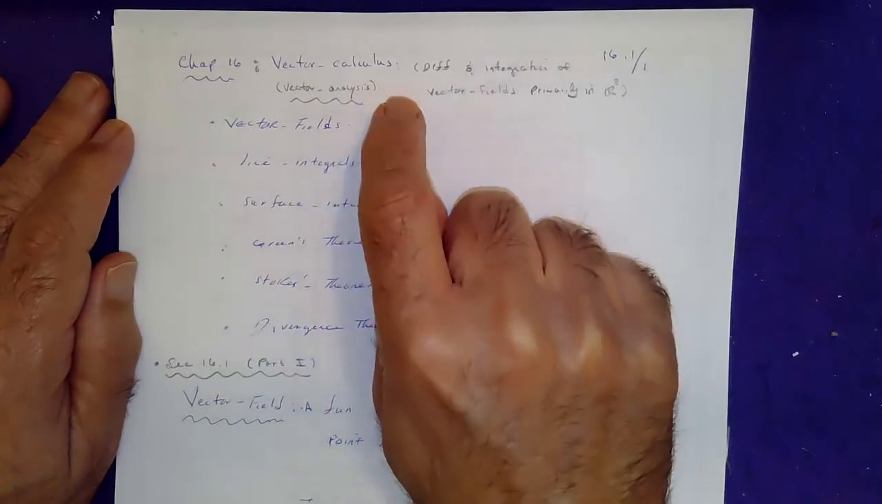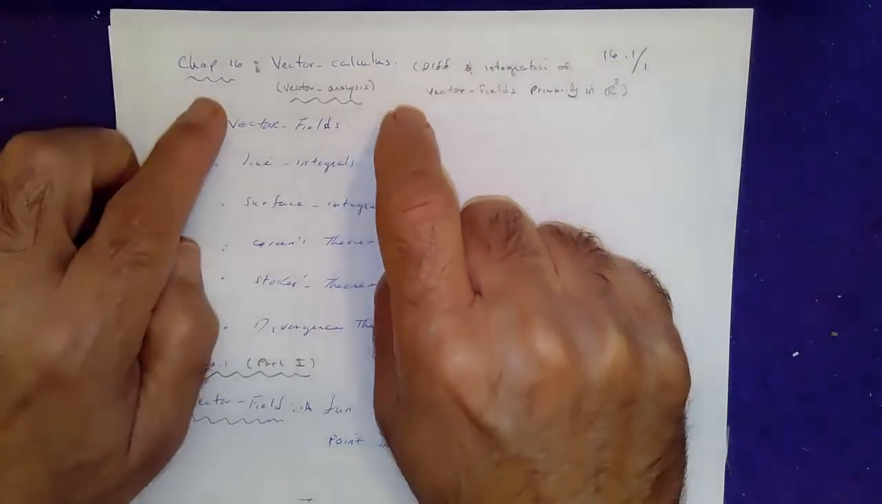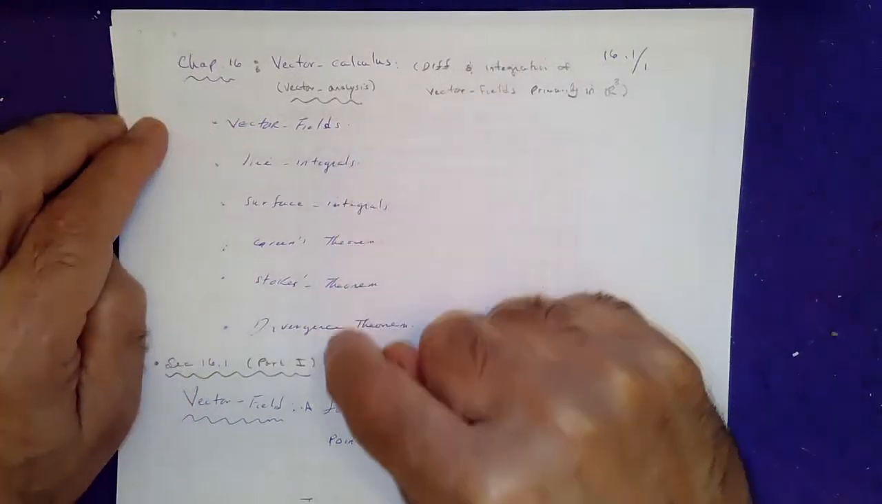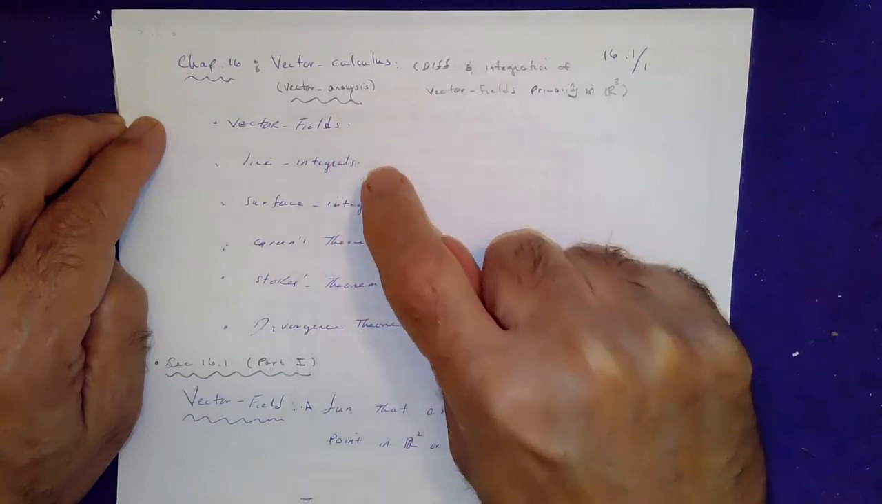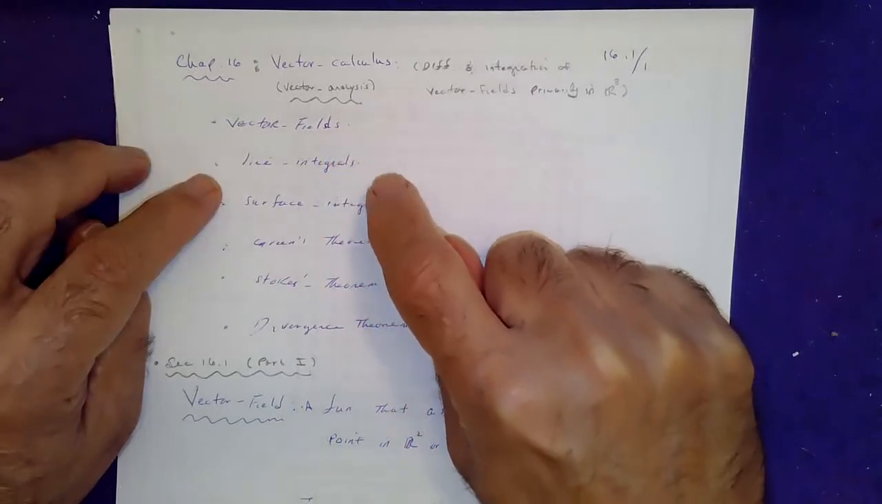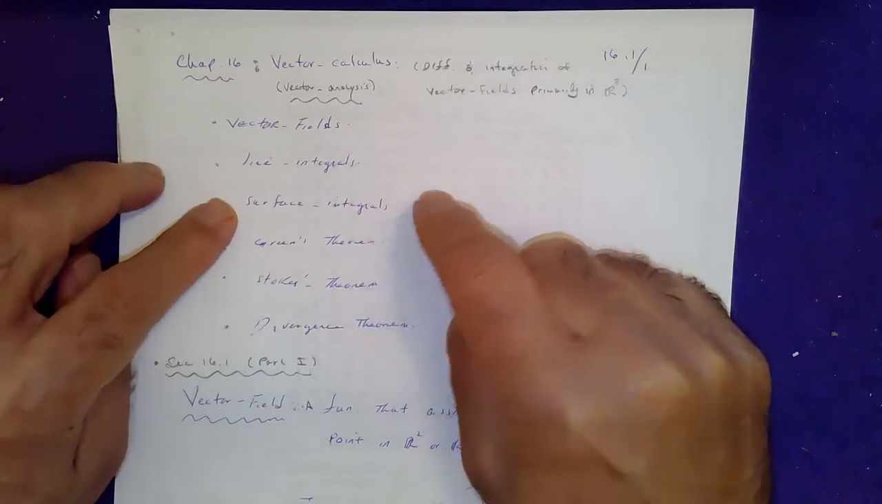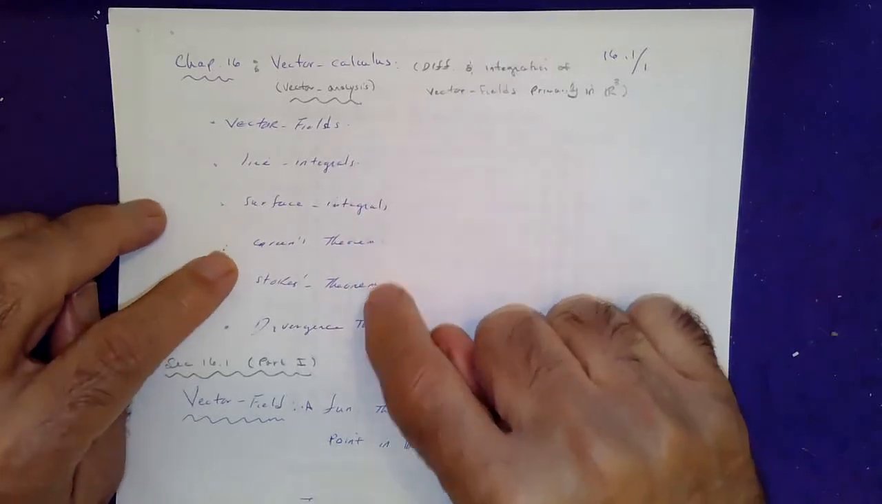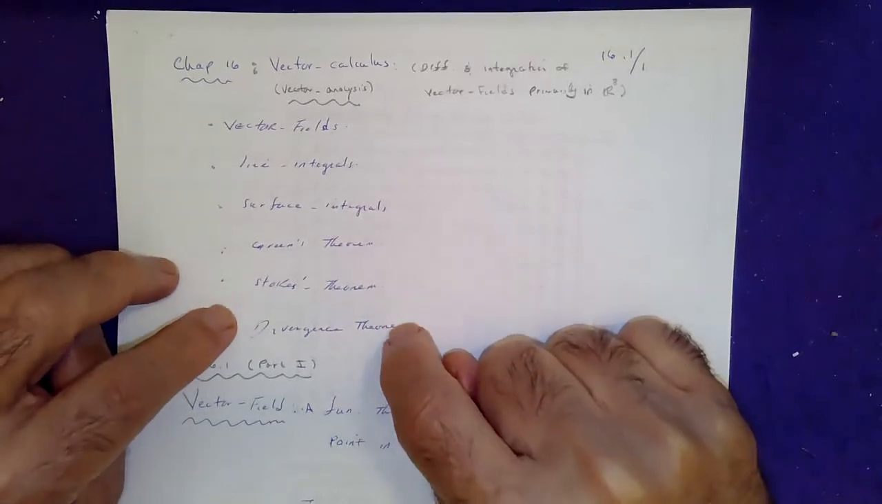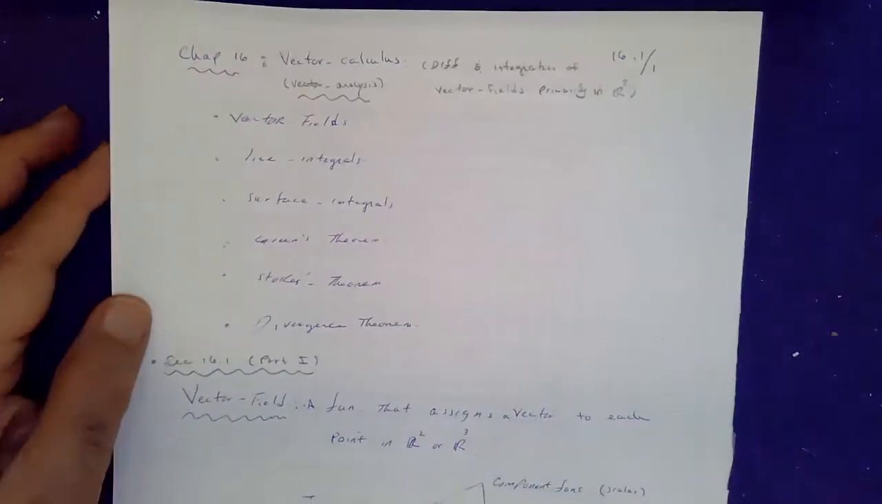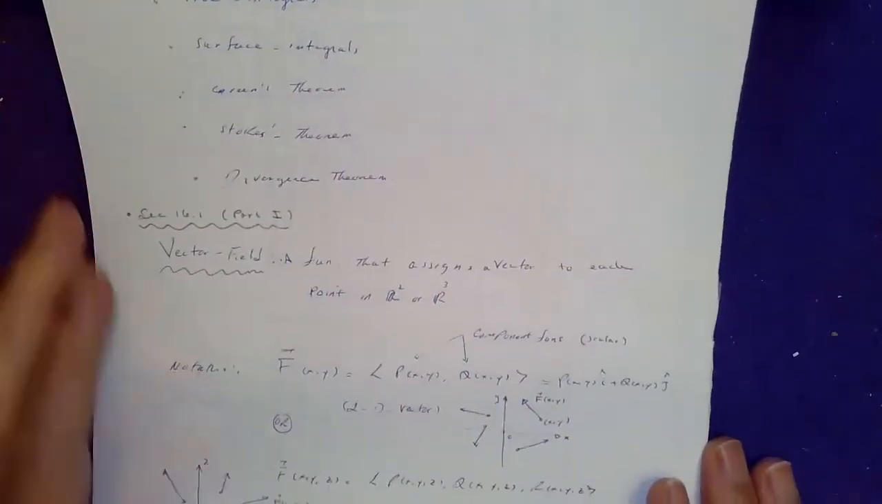This topic, vector calculus, means this chapter deals with the following topics. We're going to learn about vector fields. We're going to talk about two brand new integrals, namely line integral and surface integral. We're going to learn three important theorems, namely Green's theorem, Stokes' theorem, and divergence theorem. But first, let's see what a vector field is.